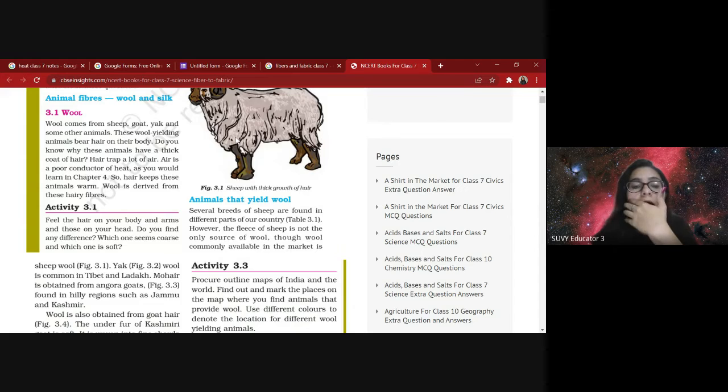These animals are basically found in the Himalayan region, where the season is very cold. So what happens? These hairs protect them from the cold. How do they protect? The very cold air gets trapped in this hair, and air is a poor conductor of heat, as you will learn. So hair keeps these animals warm. Wool is derived from these hairy fibers. These hairs are taken from these animals, and wool is made from the hairs of the animals.